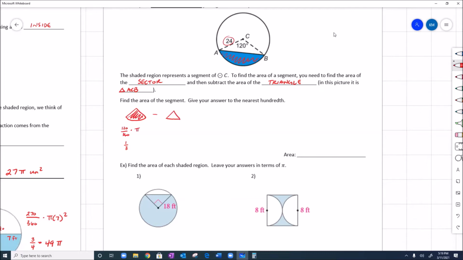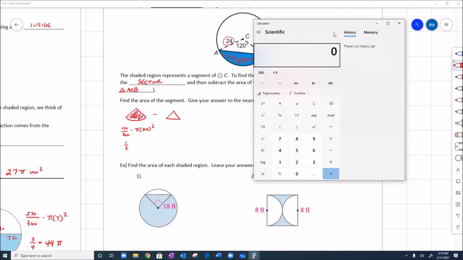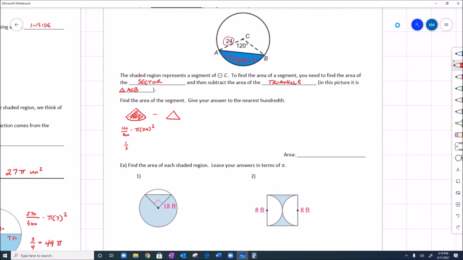So we have pi r squared, where r is 24. As we multiply that, 24 squared gives us 576. So the area of this entire sector would be 192 pi. That's the entire one.